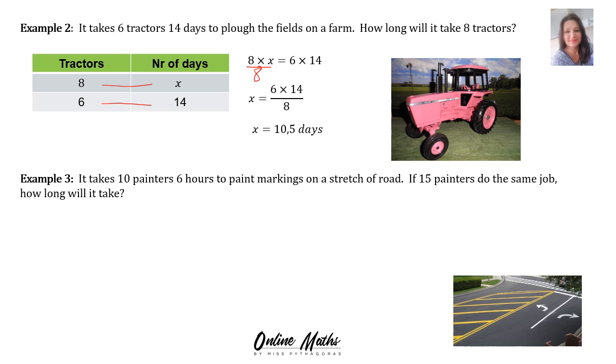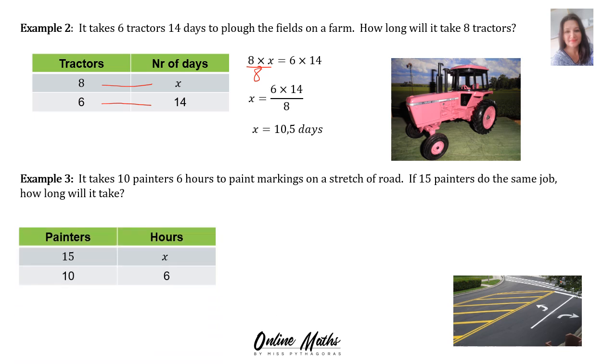Example 3. It takes 10 painters 6 hours to paint markings on a stretch of road. If 15 painters do the same job, how long will it take? Again, indirect proportion. Make a table. There's painters, there's hours. So 15 painters take X hours and 10 painters take 6 hours. 15x is equal to 10 times 6. Make x the subject of the formula, divide away the 15, we get x is 4 hours.